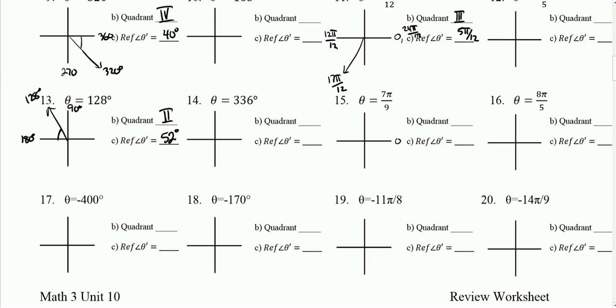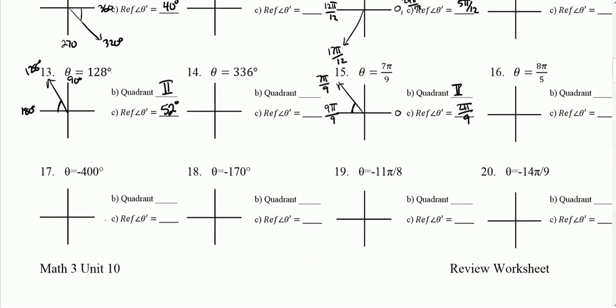15, here's 0 degrees, moving around, pi is 180, so we're going to write 9 pi over 9, because that's equivalent with a common denominator. And 7 pi is closer to 9 than it is to 0, so we're in quadrant 2. Reference angle is the difference between 7 and 9, so we get 2 pi over 9.